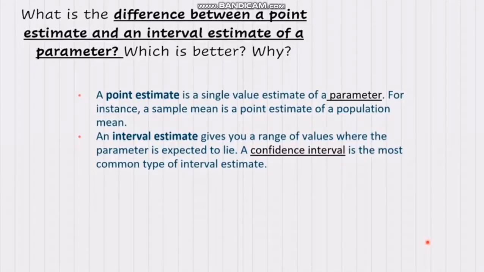If repeated random samples are taken from the population, the point estimate will be expected to vary from sample to sample. A confidence interval will include the true parameter if repeated in sampling. Neither is better. In practice, an interval is more useful.